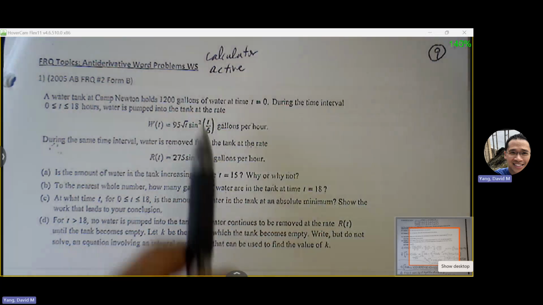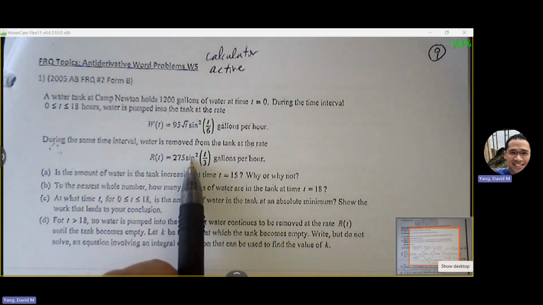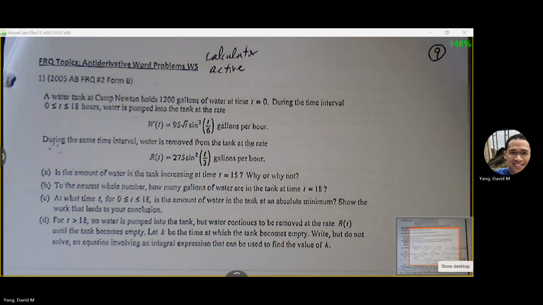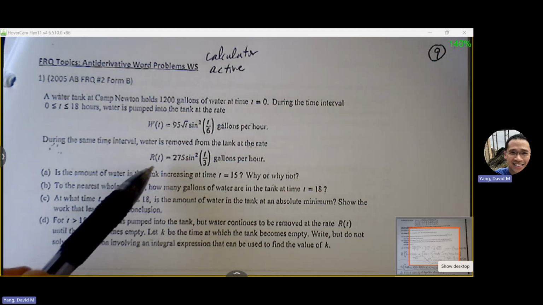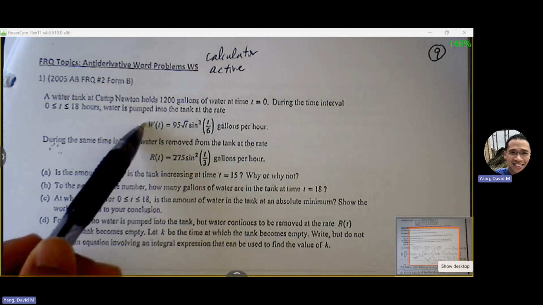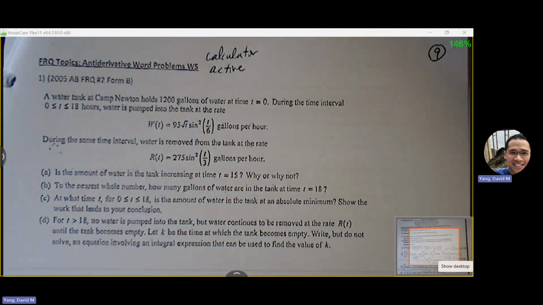So we can just plug 15 in for both and see which one is higher, right? Whichever has a higher rate is going to indicate what's happening to that water level, right? If W of t is greater than R of t, then the water level will be rising. If R of t is greater than W of t, then the water level is going to be falling.